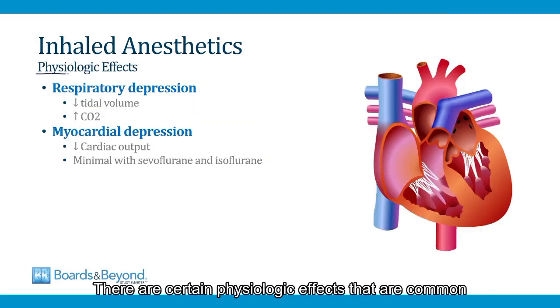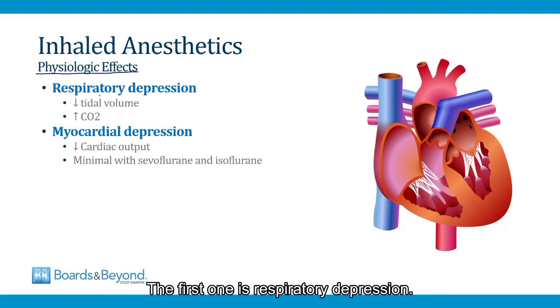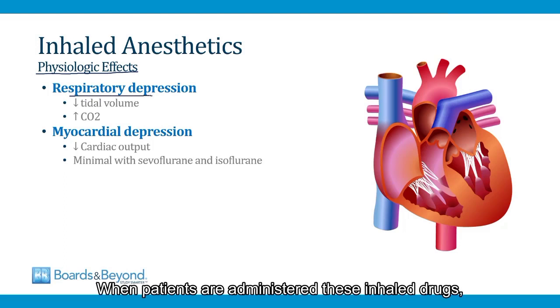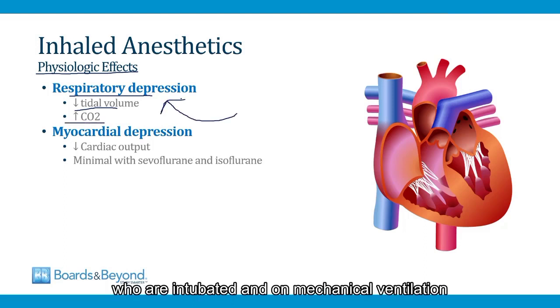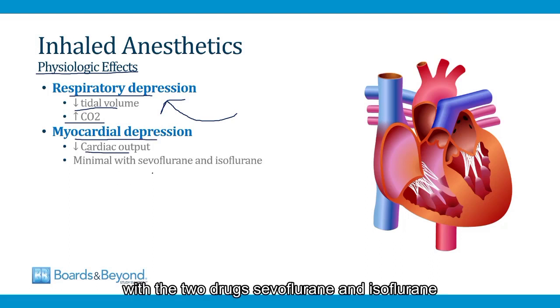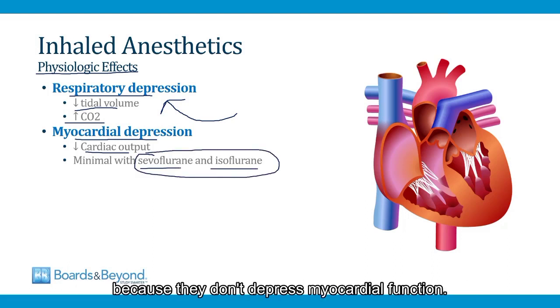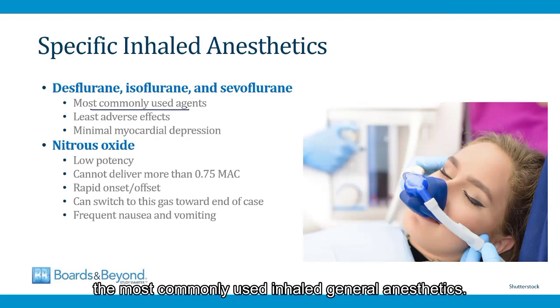There are certain physiologic effects that are common to all of the inhaled anesthetics to some degree, so let's talk about those now. The first one is respiratory depression. When patients are administered these inhaled drugs, they will have a lower tidal volume and their CO2 will begin to rise. And so for this reason, usually these drugs are administered to patients who are intubated and on mechanical ventilation while they are under anesthesia. The inhaled anesthetics can also cause myocardial depression, which can reduce the cardiac output, although this effect is minimal with the 2 drugs sevoflurane and isoflurane, which are the ones that are commonly used in modern practice because they don't depress myocardial function.